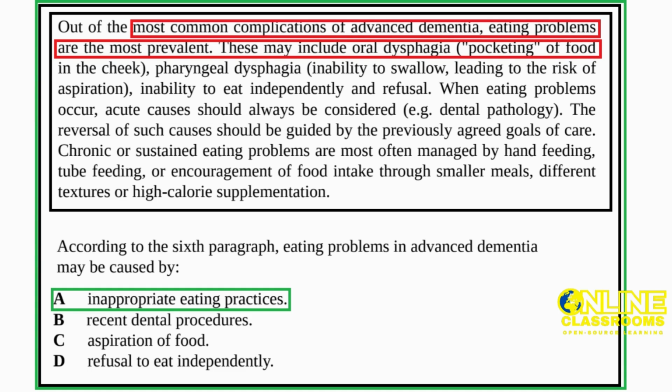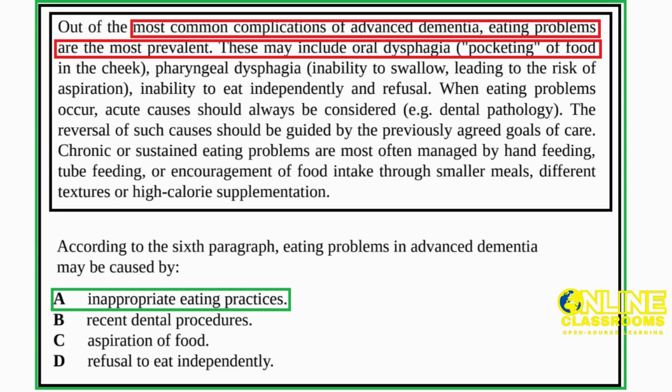Now let's evaluate the options. A. Inappropriate eating practices. This option is not directly mentioned in the paragraph as a cause of eating problems. The paragraph primarily focuses on dysphagia, aspiration, inability to eat independently, and refusal. B. Recent dental procedures. This option is mentioned in the paragraph as an example of an acute cause that should be considered when eating problems occur. It is a valid consideration based on the paragraph.